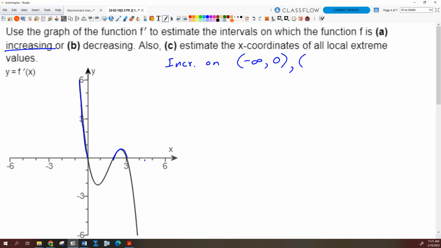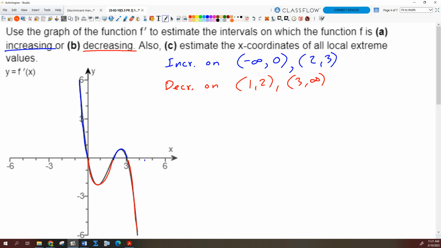Or 2 to 3. Okay, now where is it decreasing? Well, any place where the derivative function is negative, so where the graph is below the x-axis. So it would be here and there, right? So 1 to 2, or what? 3 to infinity. Okay. Estimate the x coordinates of all local extreme values.